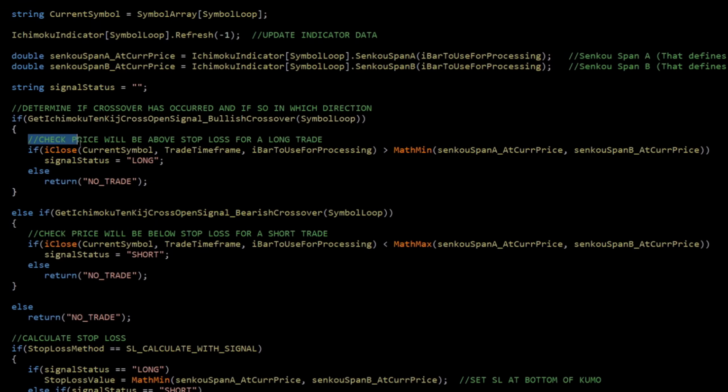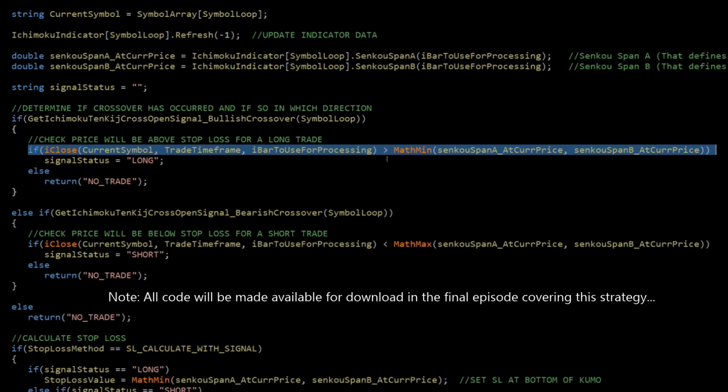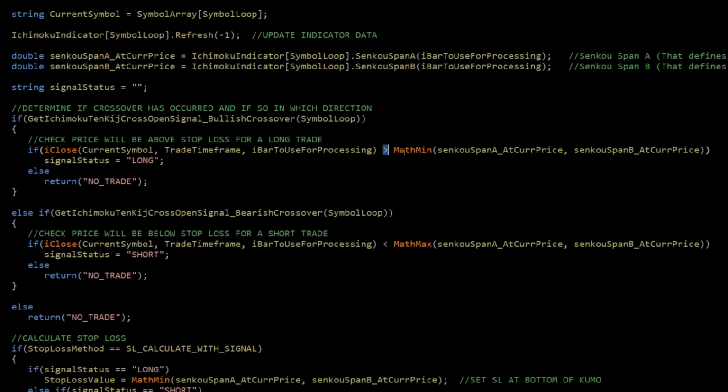So you can see that this is the rule here for a bullish crossover, which of course would result in a long position. And we're using currently this condition here, where we're saying that the price must be above or greater than whatever is the minimum of the Senkou Span A or the Senkou Span B. And these are the two lines that provide the boundary of the Ichimoku cloud. And so now for a long trade, instead of looking at the minimum of those two values, we're going to change this to look for the maximum, i.e. the top of the cloud.